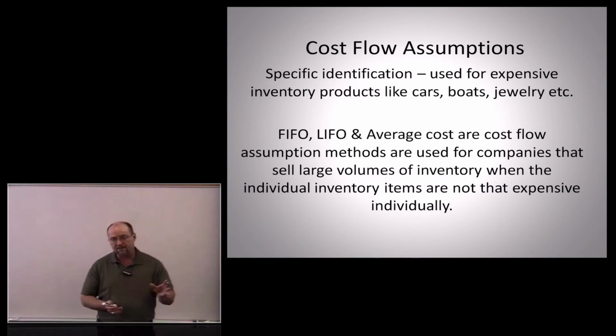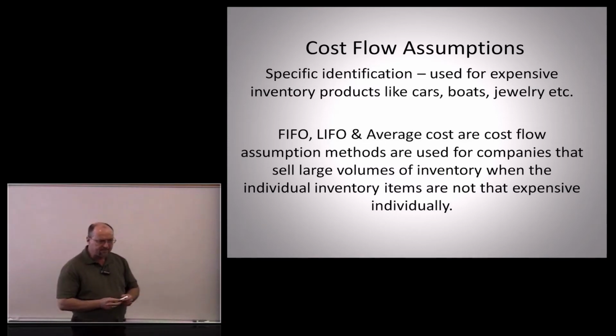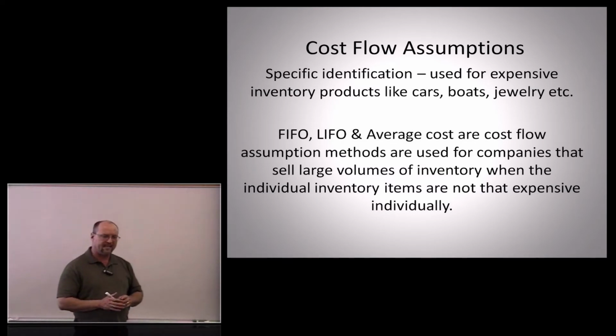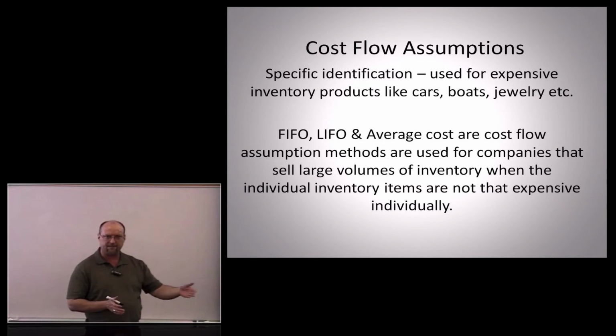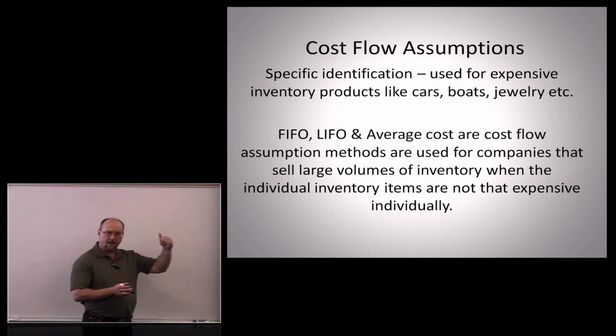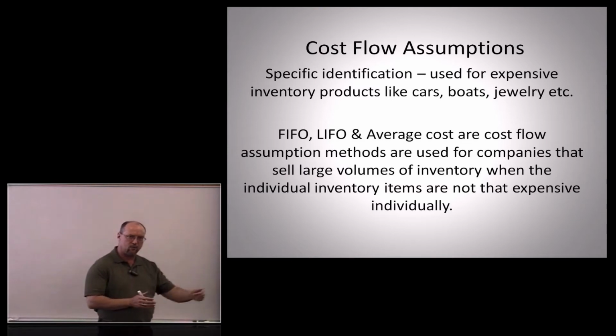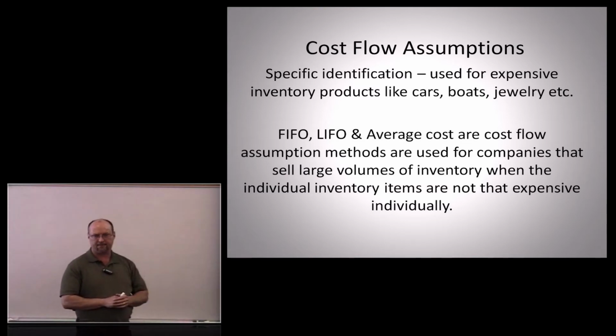So we pick a method, and remember that GAAP requires us to be consistent from year to year to year. So once we pick a method, we have to stick with it. We can't switch from FIFO to LIFO and back to FIFO simply because we want our inventory value to be higher or net income to be higher. That's exactly why we can't do that. So we pick a method, and we have to stick with it year after year after year.